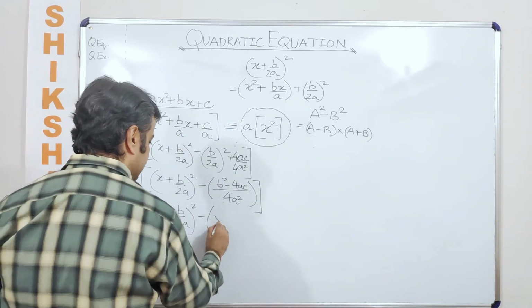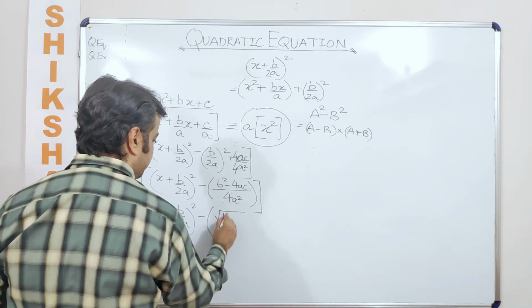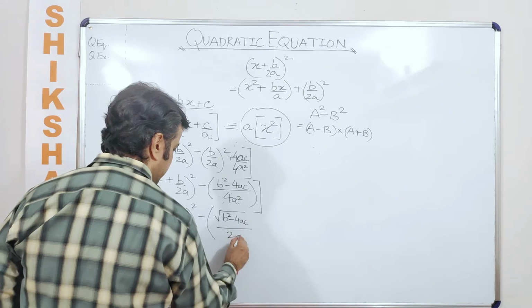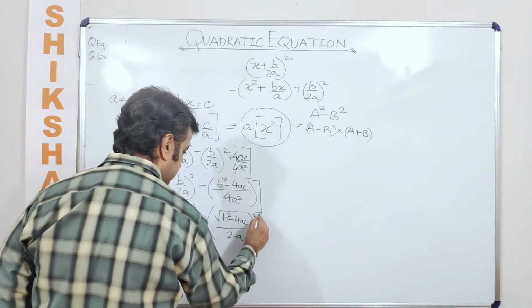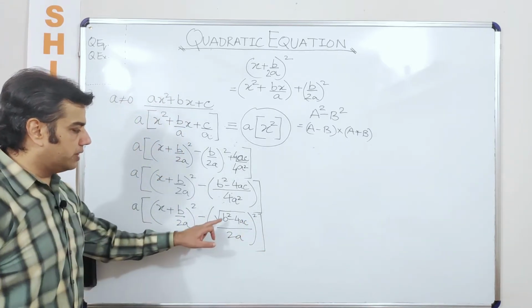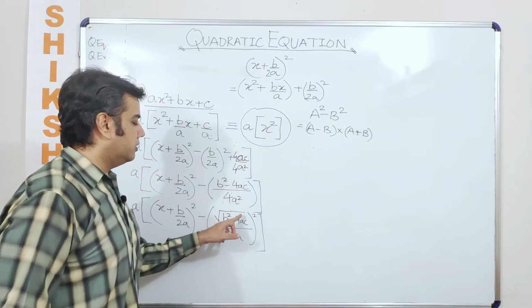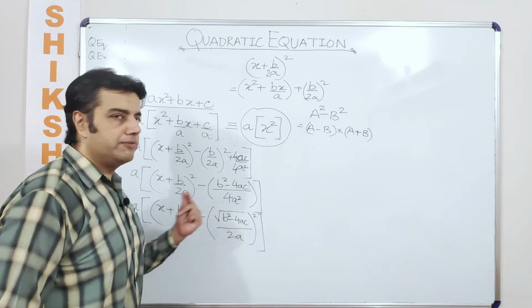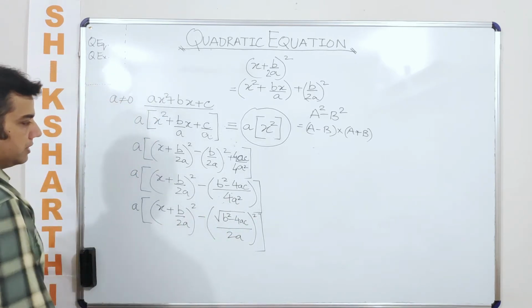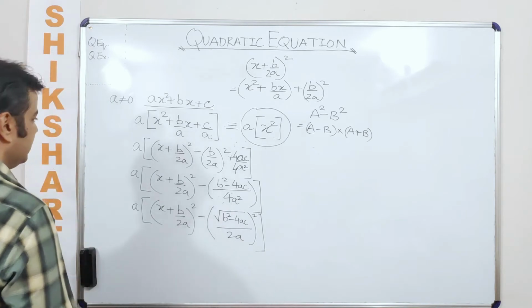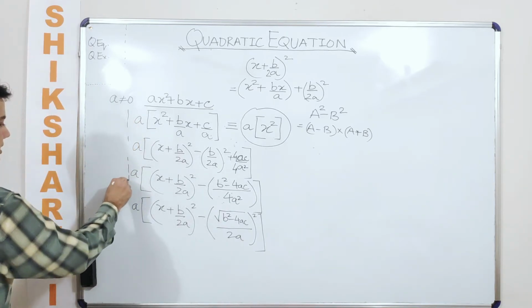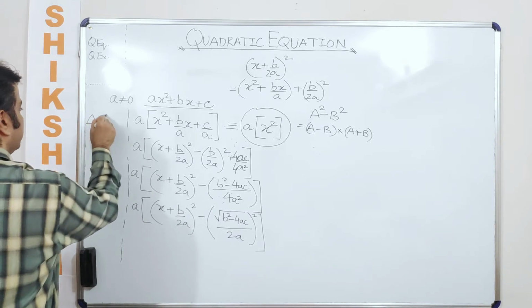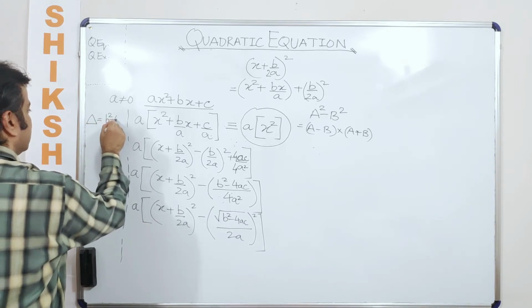So here, can I say this can be written as under root of b square minus 4ac divided by 2a and the whole square of this? When you take the square of the under root, you get b square minus 4ac, and when you take the square of 2a, you get 4a square. Now for further discussions, let me say that I am putting the value of b square minus 4ac as delta.